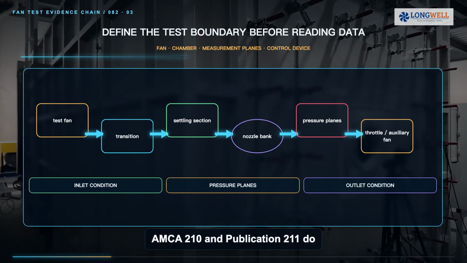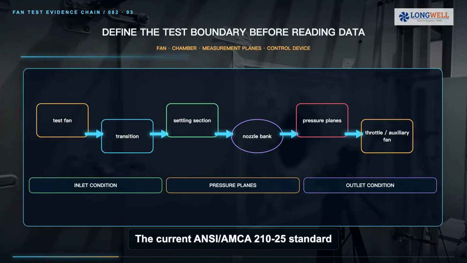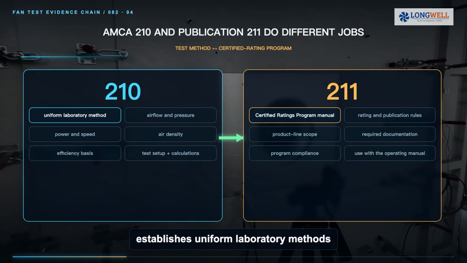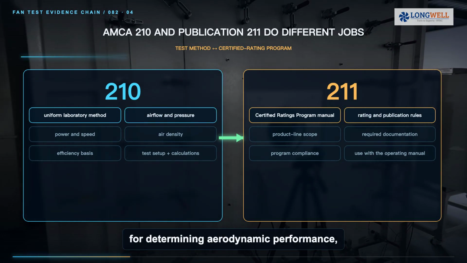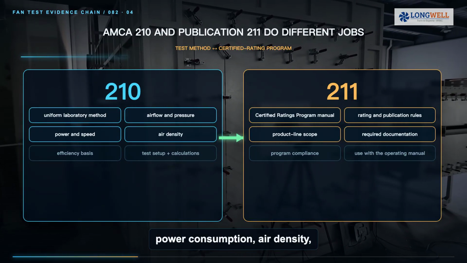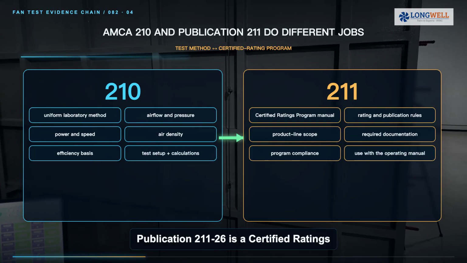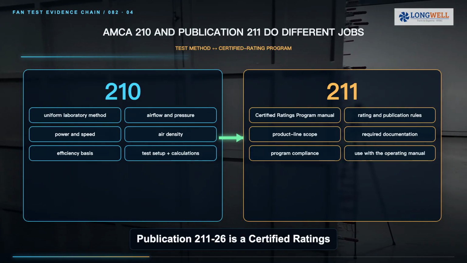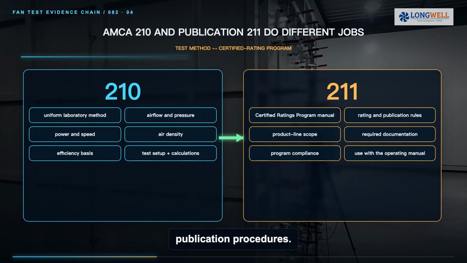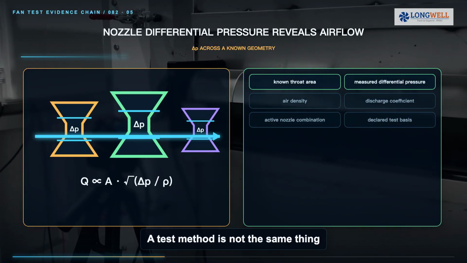AMCA 210 and Publication 211 do different jobs. The current ANSI/AMCA 210-25 standard establishes uniform laboratory methods for determining aerodynamic performance, including airflow, pressure, power consumption, air density, rotational speed, and efficiency. Publication 211-26 is a certified ratings program manual covering rating and publication procedures. A test method is not the same thing as certification.